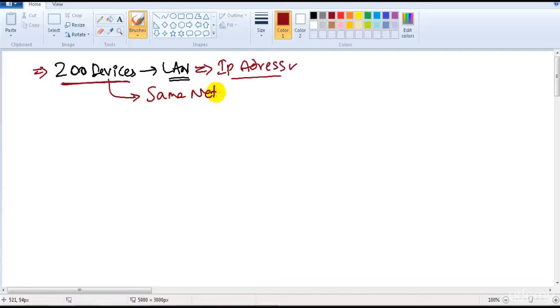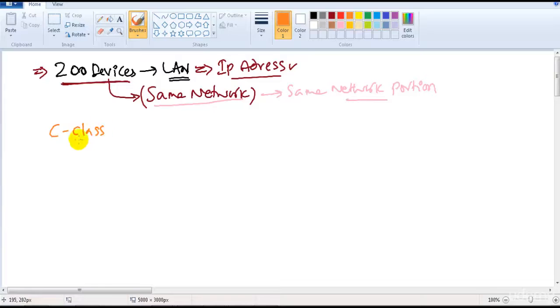So let's say my requirement is they must be in the same network and they should communicate with each other without any problems. But according to the rule which we discussed just now, in order to be in the same network we must have the same network portion. So if you don't have the same network portion, what happens? There is no communication by default, because if the network portion is different, it will be treated as different networks. Okay, so we need to make sure that they are in the same network.